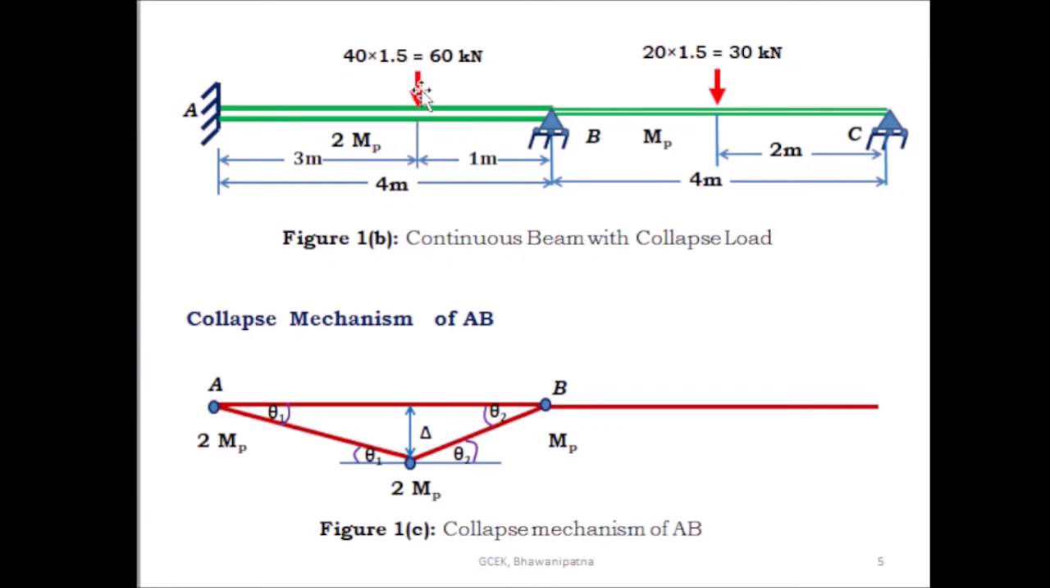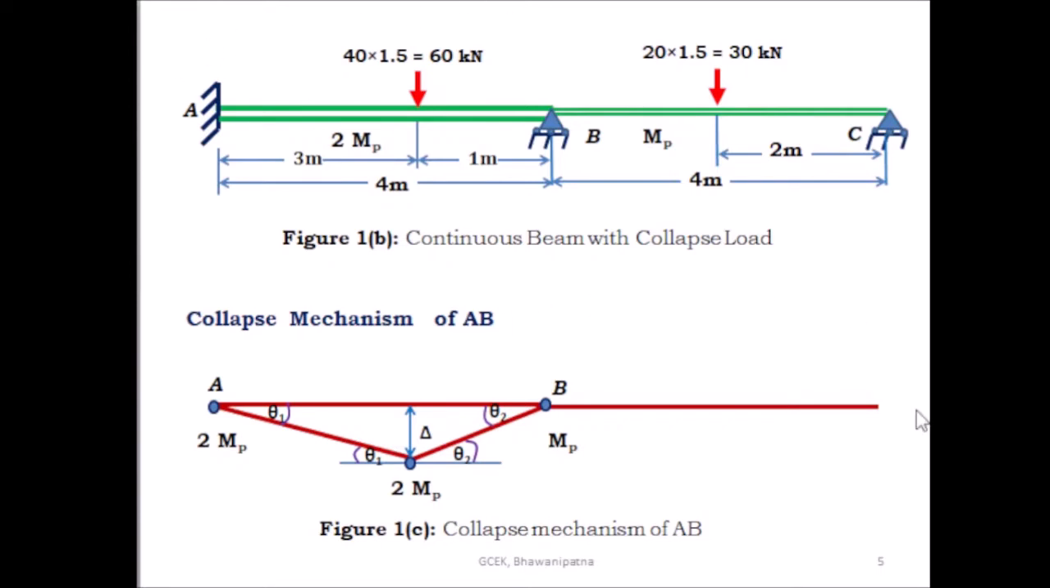Here you take the collapse load. This is 40 into 1.5 is equal to 60 kilonewton on span AB, and on span BC the load is 20 into 1.5 is equal to 30 kilonewton, and the plastic moment capacity of AB is equal to 2 MP and BC is equal to MP. This is the continuous beam with the collapse load.